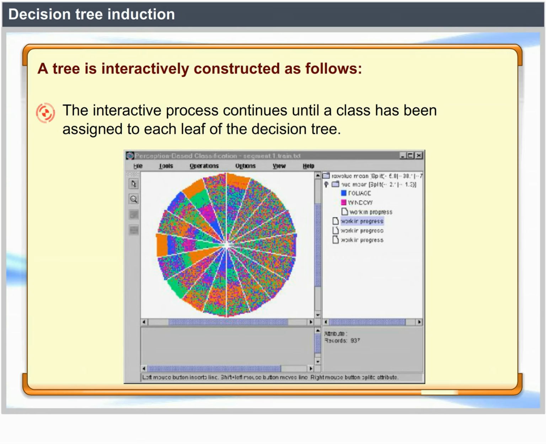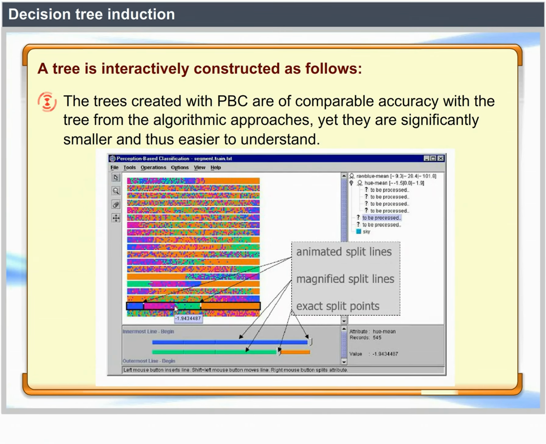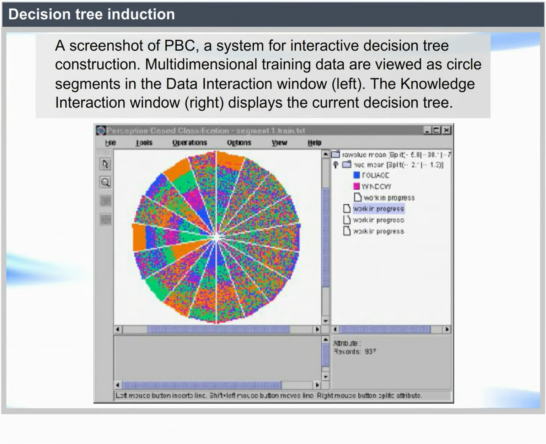The trees constructed with PBC were compared with trees generated by CART, C4.5 and SPRINT algorithms from various datasets. The trees created with PBC were of comparable accuracy with the trees from the algorithmic approaches, yet were significantly smaller and thus easier to understand. The figure shows a screenshot of PBC, a system for interactive decision tree construction. Multidimensional training data are viewed as circle segments in the data interaction window, left. The knowledge interaction window, right, displays the current decision tree.